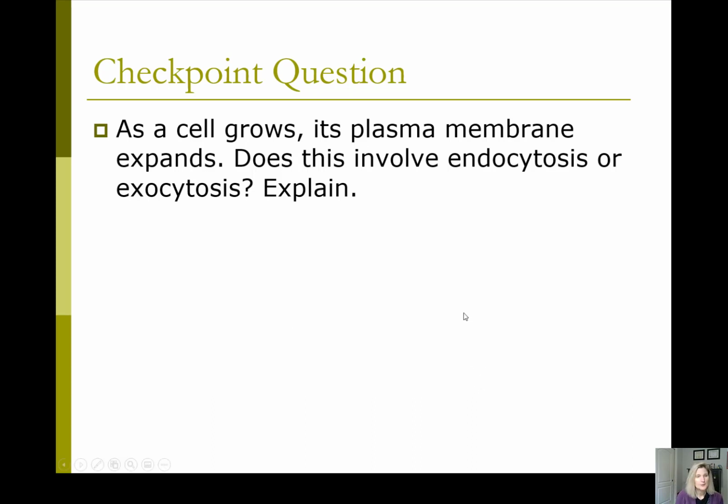So if you chose exocytosis, I would agree with you. That's where, in the interior of the cell, the transport vesicles fuse with the plasma membrane, so that now it's expanding. With endocytosis, the transport vesicles are coming off, being created from the plasma membrane, so that's when the plasma membrane shrinks a little.